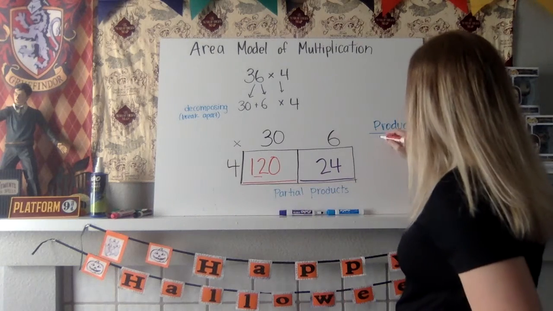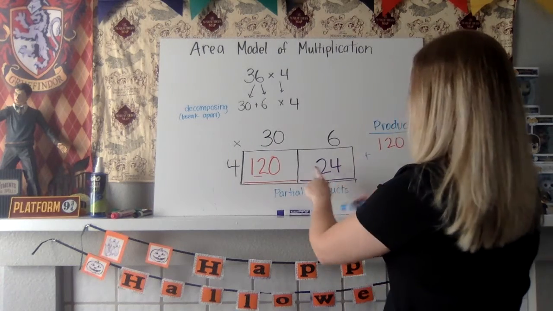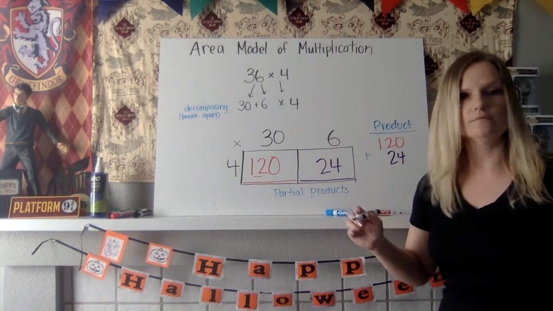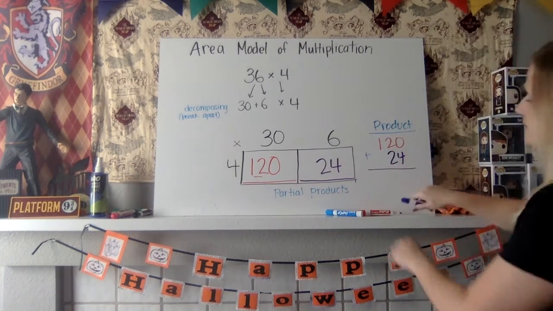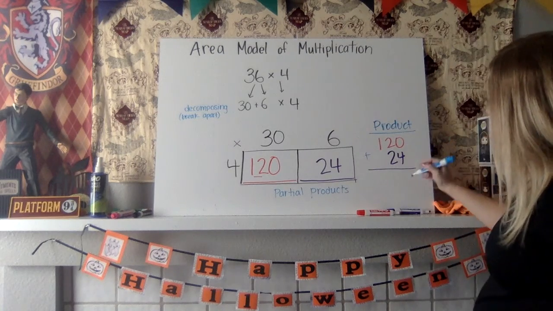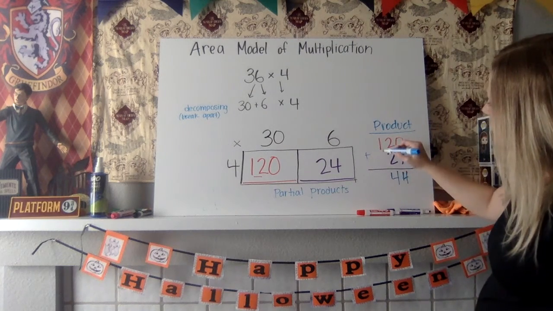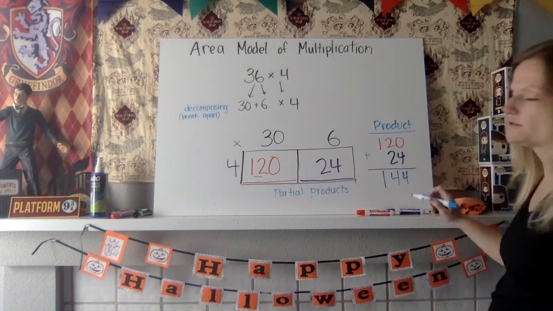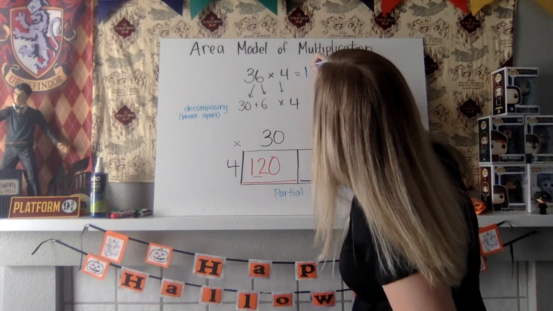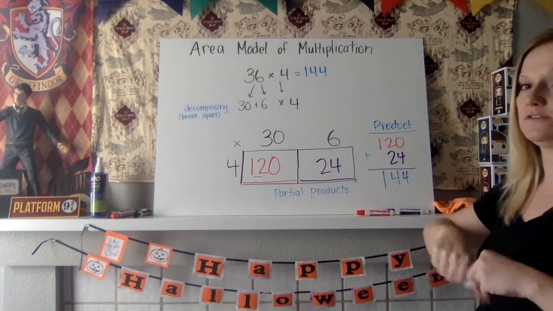So we are going to add 120 plus 24, and you're just taking your numbers from each box. You will add them together to get the product. So this is the final product for your answer. 0 plus 4 is 4. 2 plus 2 is 4. 1 plus 0 is 1. Okay, so your product should be 144. So 36 times 4 equals 144. This is one example of what you would have done in fourth grade.